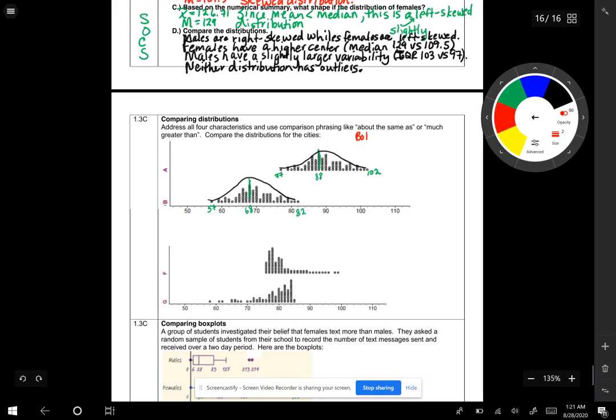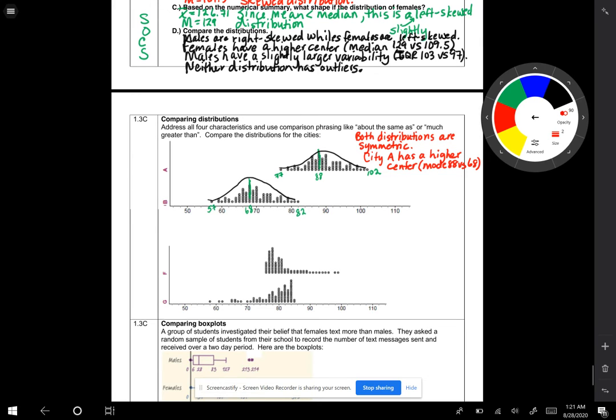So both distributions are symmetric. Let's talk about the center. City A's center is higher than City B's. So mode 88 versus 68.